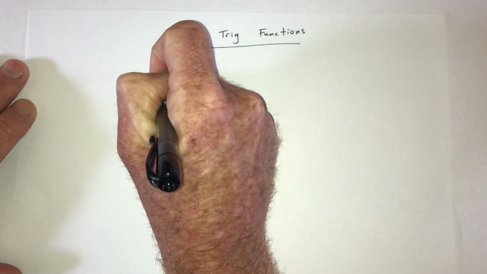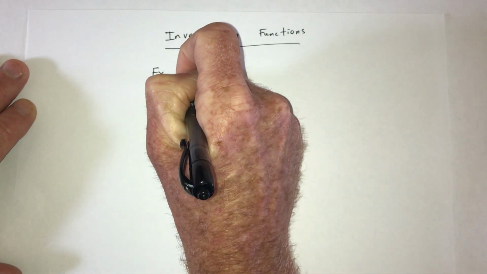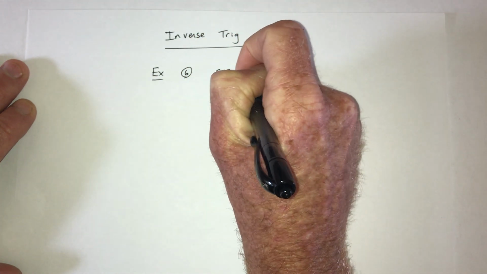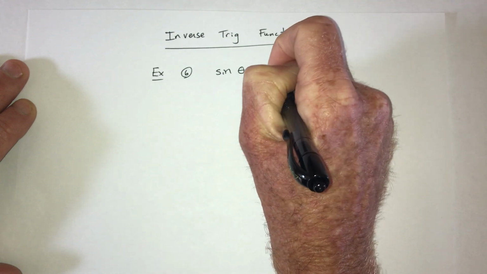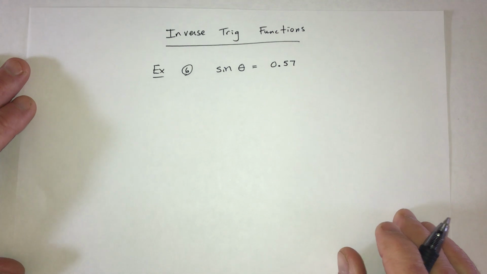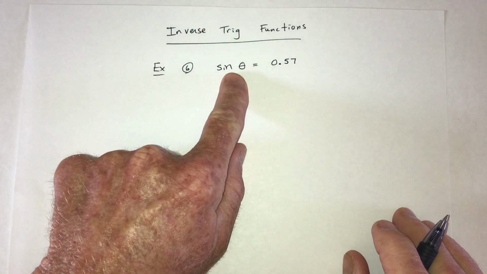So I'll show you with an example. Example number 6. Suppose that sine of theta is equal to 0.57. So then what does theta equal?